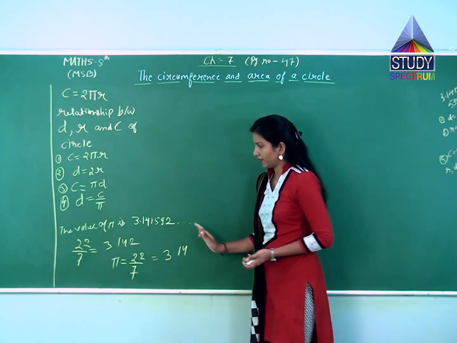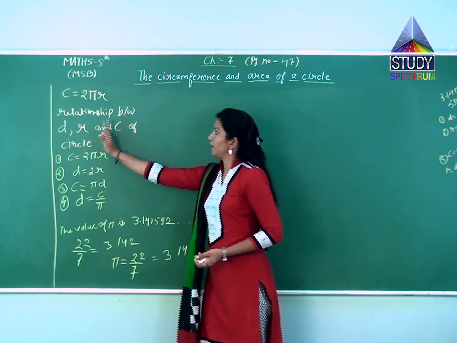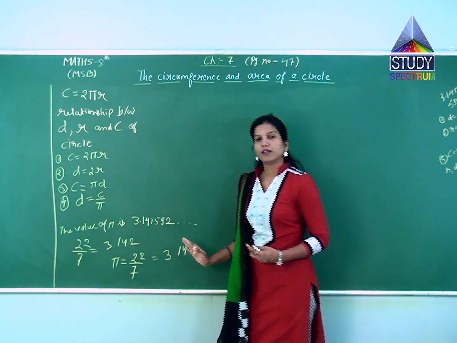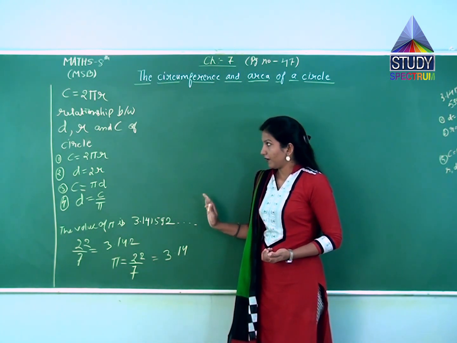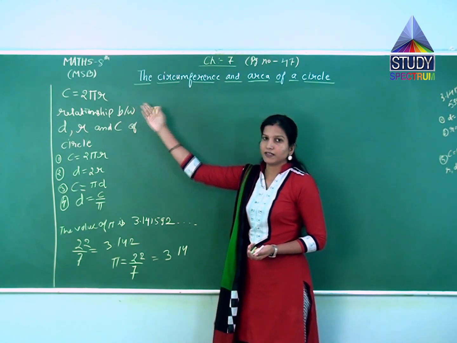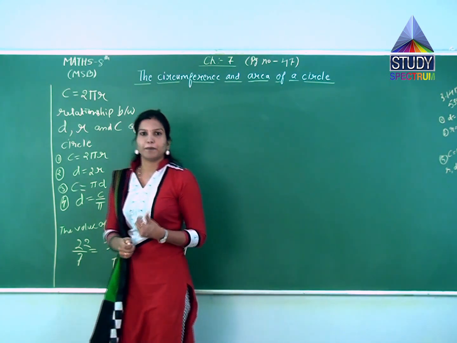So, here you have understood very well about the value of pi and the relationship between D, R and C. This concept will be more clear to you if we start doing our examples relating to circumference, radius and diameter of the circle. So let's start with example number 1.